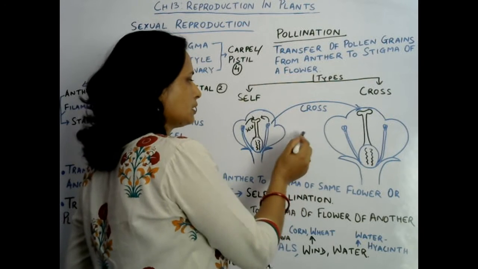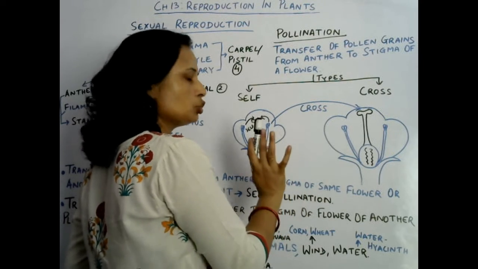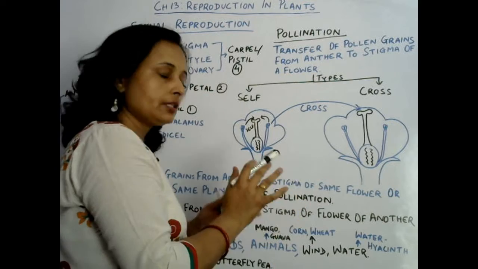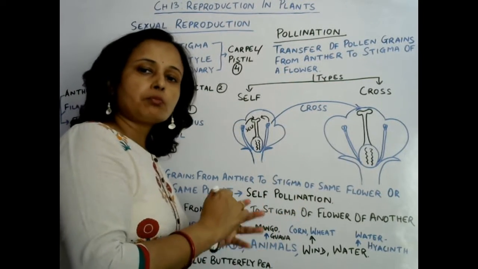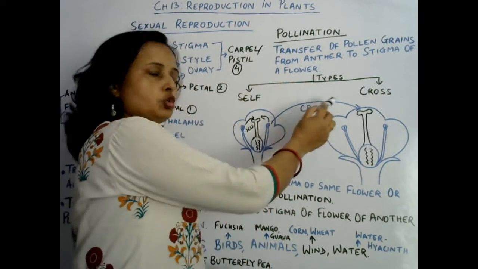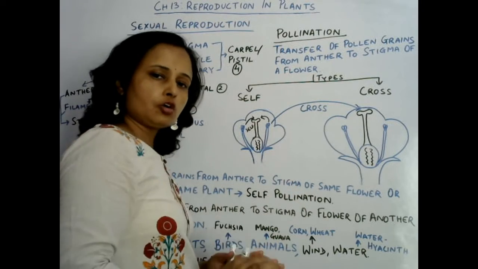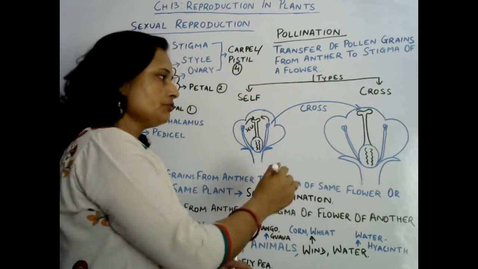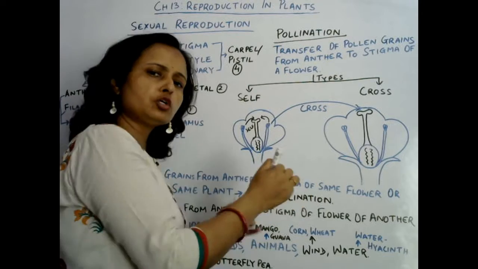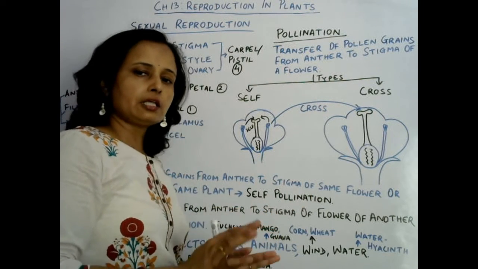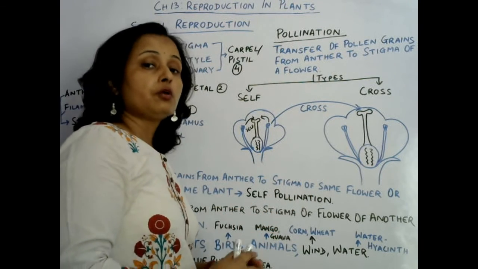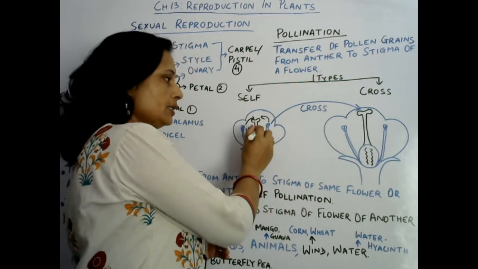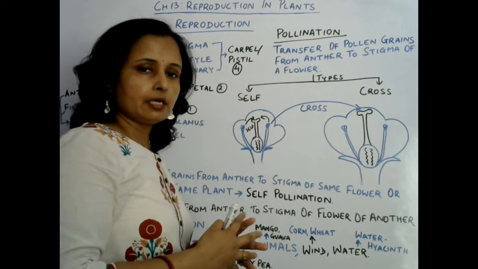Here are two flowers, both flowers are found on two different plants. Then that transfer of pollen grain from anther to stigma is called cross-pollination. When such flowers are found on two different plants, then that is cross-pollination. When it is in the same plant, that is called self-pollination.